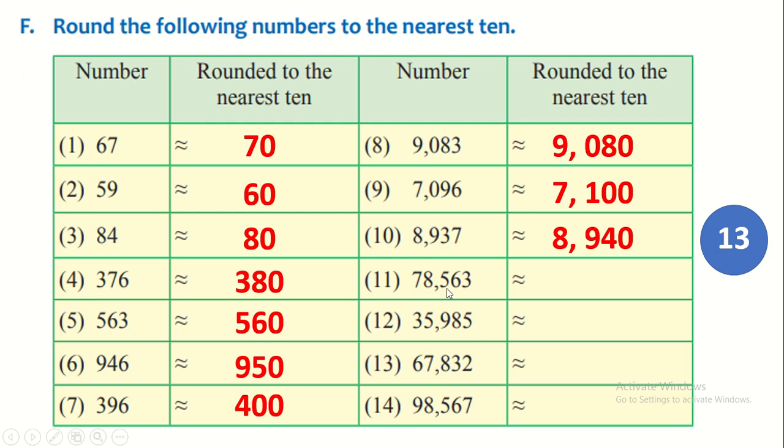78,563. Nearest 10 is 6. Okay, but the next number is 3. Okay, before is 3. The answer is 78,560.